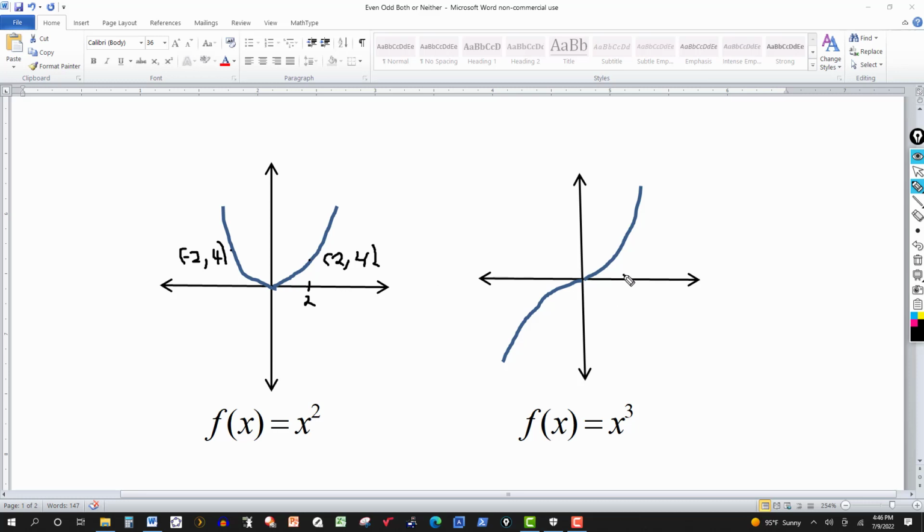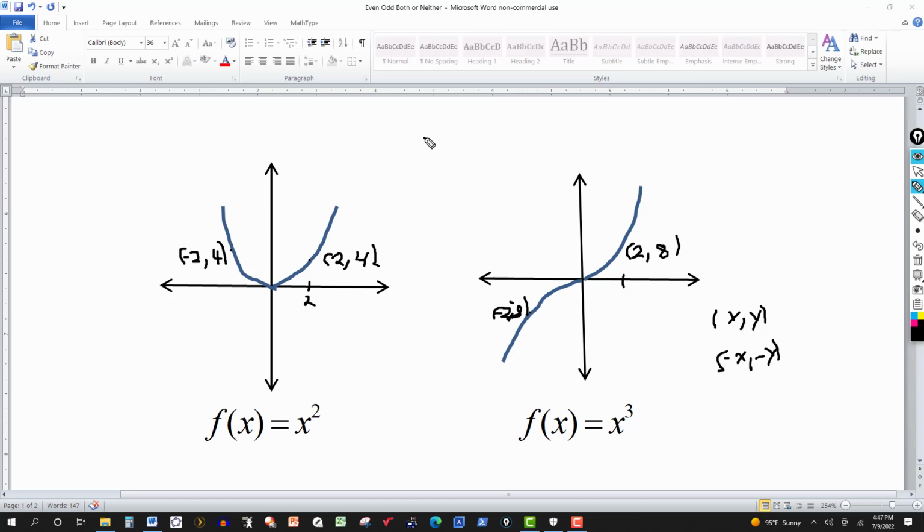Over here on this one, let's say I go over 2 this way. 2 to the third is 8, so this point (2, 8) would be on the graph. And if I go back this way, the point (-2, -8) would be on the graph, or I should say -8. So that means, okay, (2, 8) is on the graph, so (-2, -8) is on the graph. So anytime, if you have symmetry with respect to the origin, anytime the point (x, y) is on the graph, then the point (-x, -y) will be on the graph.